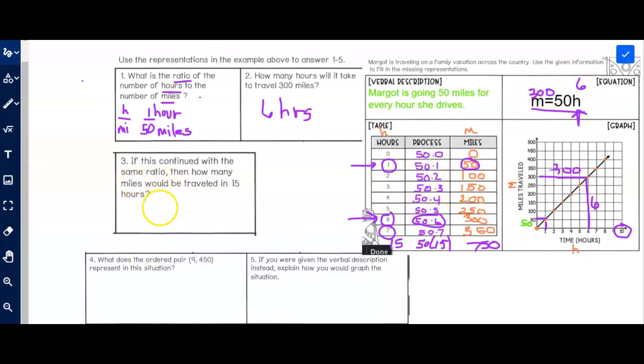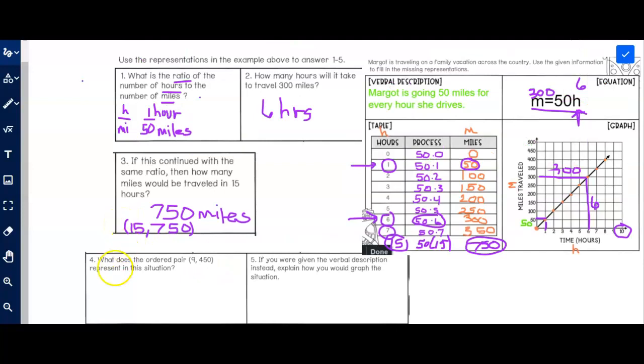So how many miles? It would be 750 miles traveled in 15 hours. If we were graphing that, it would look like this: ordered pair 15, 750. So in our chart, it would be 15 hours, 750 miles.